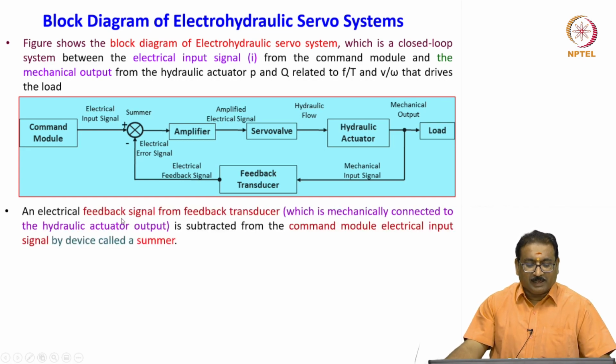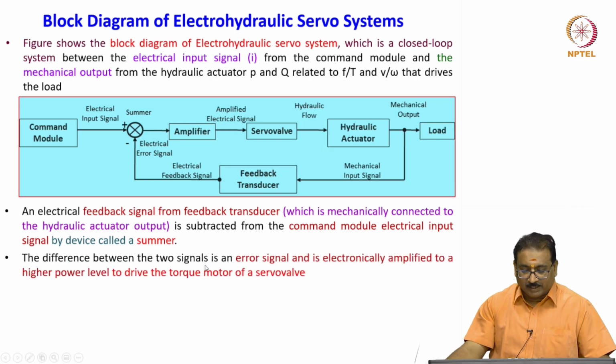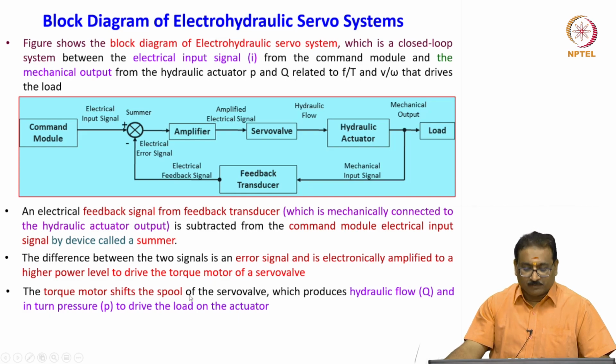So, an electrical feedback signal from the transducer is subtracted from the command module electrical input by the device called a summer, as I have already told you. The difference between the two signals is the error signal, and it is electronically amplified to a higher power level to drive the torque motor of the servo valve. The torque motor shifts the spool valve, which produces a hydraulic flow and in turn the pressure to drive the load.